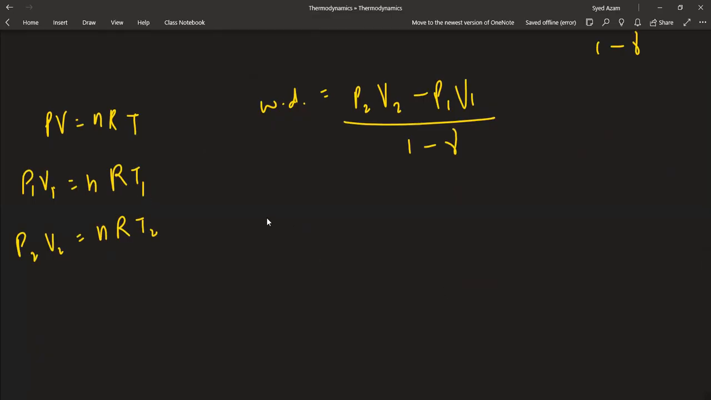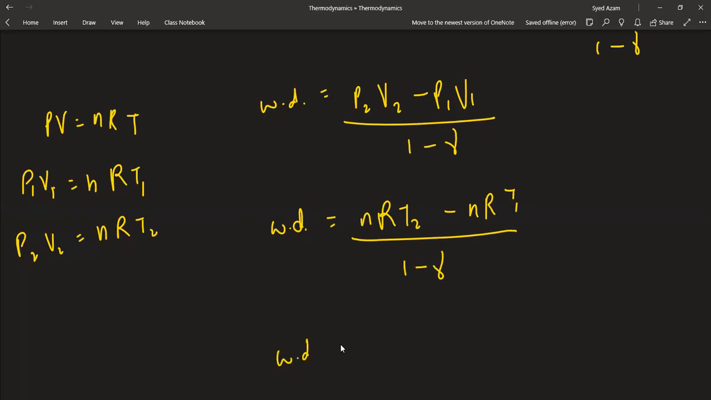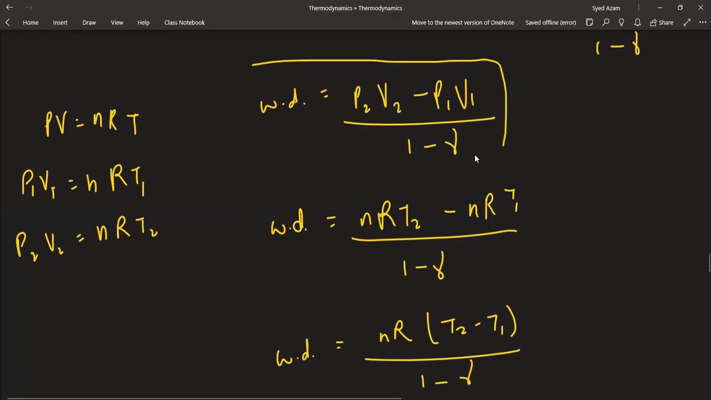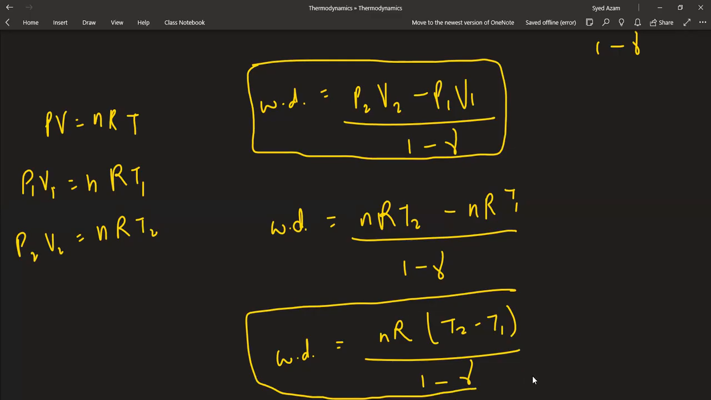Or when we substitute P1 V1 and P2 V2 from here, one more formula which you can use is nRT2 minus nRT1 by 1 minus gamma, which you can further simplify and write as nR taken common, T2 minus T1 by 1 minus gamma. So this is one formula which you can use. This one, if you have pressure and volume, and if temperature is mentioned, then you can use this.